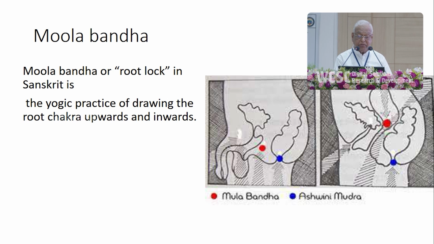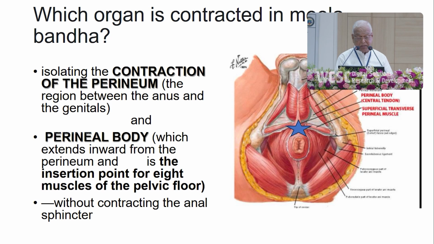Kayakalpa also uses the same Mulabandha to raise the energy to the skull, and from there the energy is released all over the body. This is a contraction of the perineum that involves the anus and the perineal body, without contracting the anal sphincter, which should be noted.